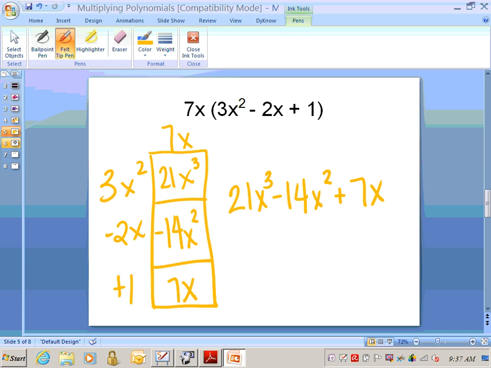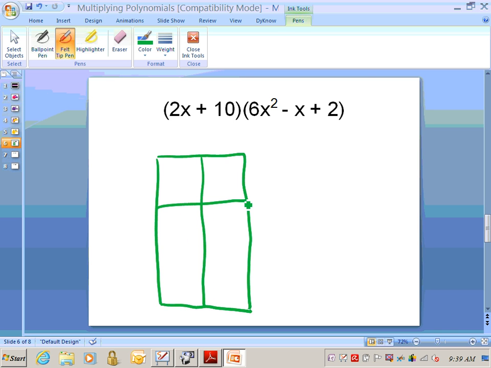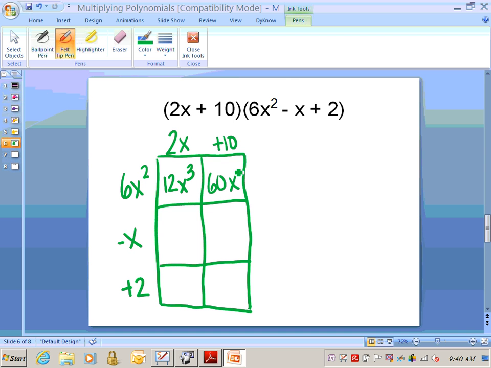I think you guys are getting the hang of it. What do you think? Okay, we got 3 more to try. We're going to do these 3. Copy this down, work it out. Okay, what goes in the first box here? 12x cubed. This box? 60x squared. Very good. Then? And negative 2x squared. Very good. Negative 10x. Okay, 4x.